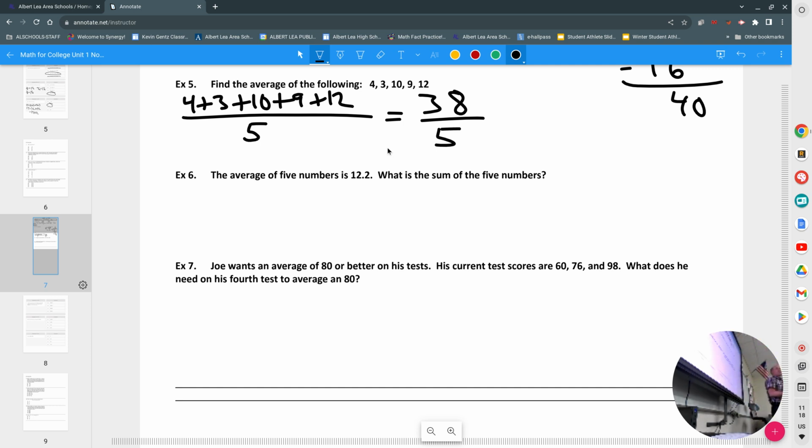So you could take on your calculator 38 divided by 5. Or if you've used some of the reasoning we've done in class, you could say 5 goes into 38 how many times? 7 times with a remainder of 3. So 7 3/5, which is 7.6.